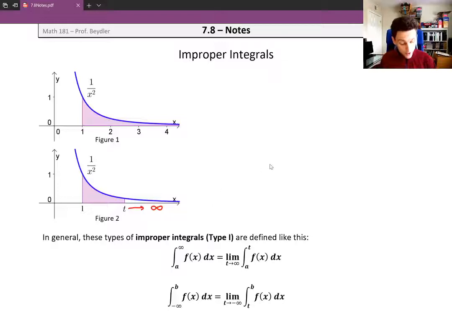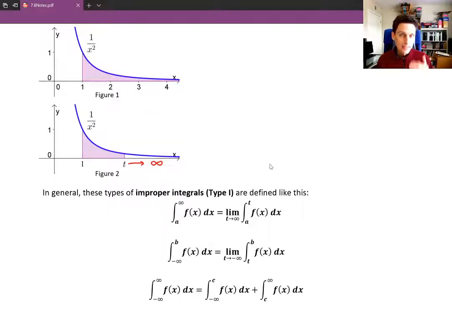So these are called improper integrals. Whenever you have an infinity in either the upper limit or the lower limit of integration, so either on the left side of your interval or the right side of your interval, that's called an improper integral, and those integrals will be type 1 improper integrals, ones that have infinities in the limits.